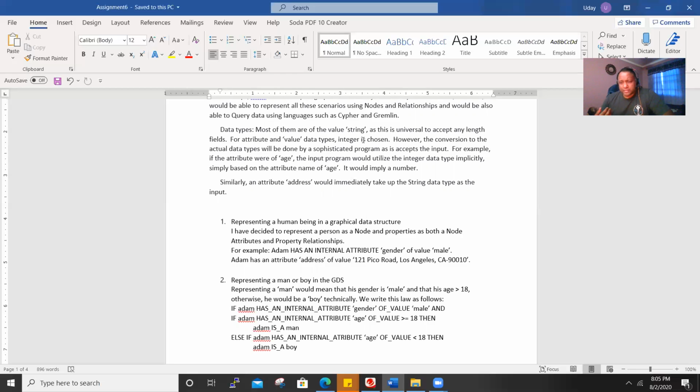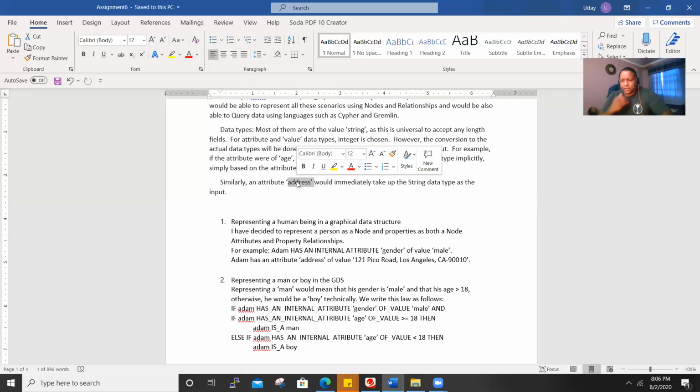As the data comes in, let's say you have data of age. The input program would utilize the integer data type implicitly. So we have a program to convert that value and store it as integer the moment it sees age. And let's say it had the attribute called address, it would immediately choose the string data type. So we're not going to do it ourselves. We're going to have a machine do it because it would take very long for us, and there's no need. Also, it's very fundamental, and the data coming in is so varied. We can't have a DBA going in and creating a data type. We just can't. The data is coming.